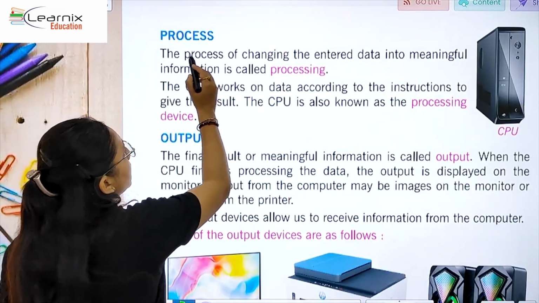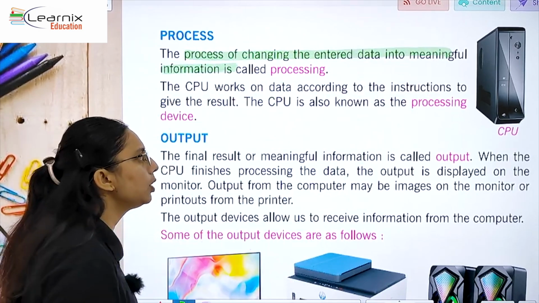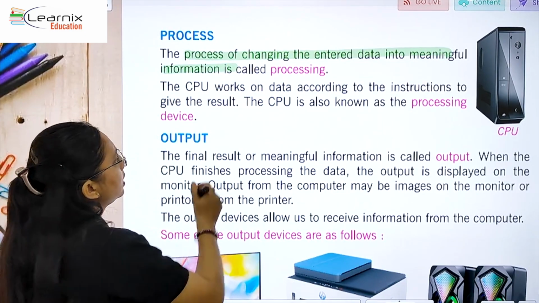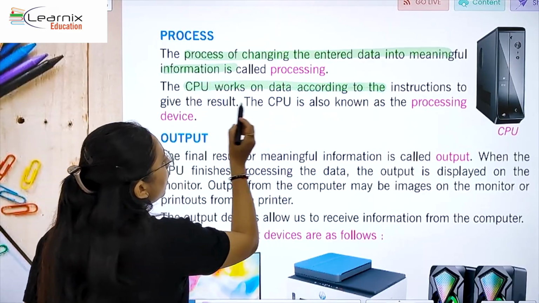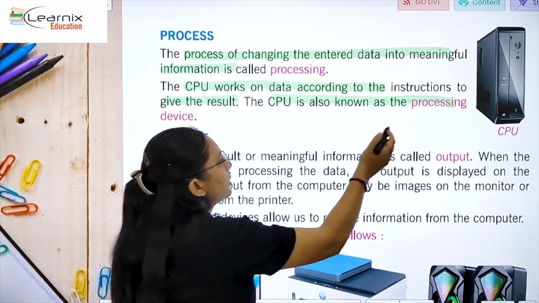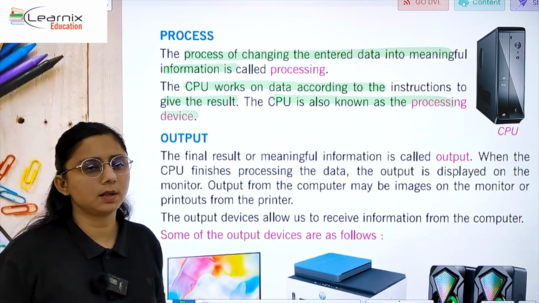Next is process. Process is changing the entered data into meaningful information. When we change data into meaningful information, it is known as processing. The CPU works on data according to the instructions given and produces the result. The CPU is also known as the processing device. What is the CPU? It is known as the processing device.